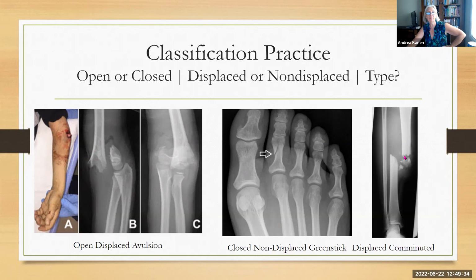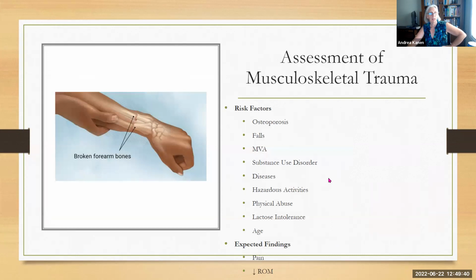All right. So osteoporosis is going to be the big risk factor here. And then just trauma, falls, car wrecks, anything like that, any hazardous activity. And then the other things that you're seeing here are just things that are going to lead to osteoporosis.